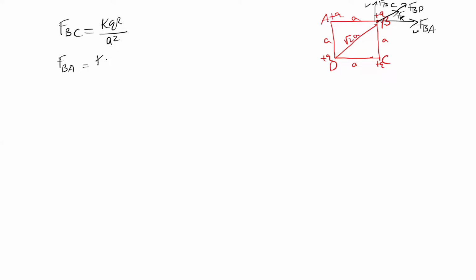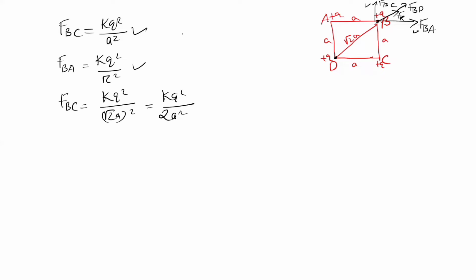That is also the same, kq square by r square. And the force on the charge B due to C will be equal to what? kq square is the same, but the distance between this charge and this charge is the diagonal, which is root 2a whole square. So here you will get kq square by 2a square. Now if you see here, these two magnitudes, okay?